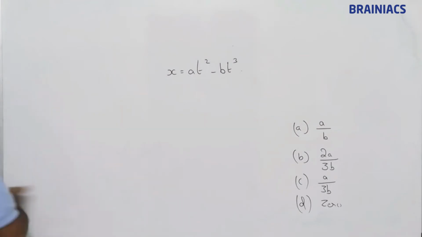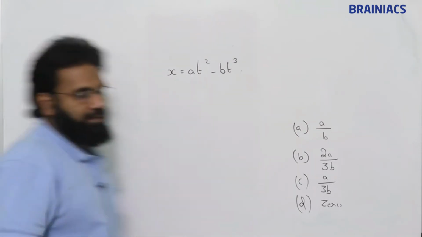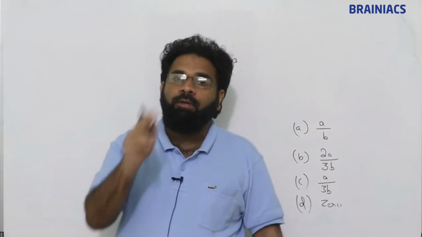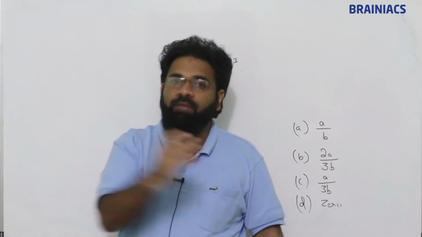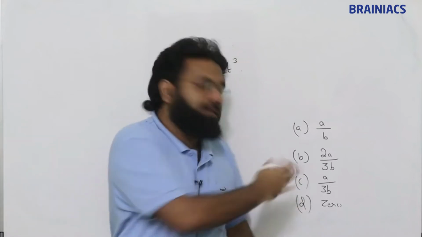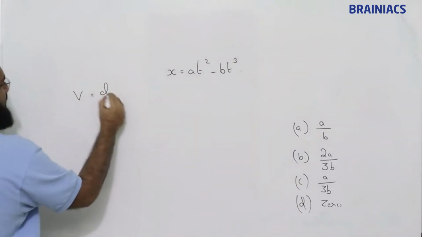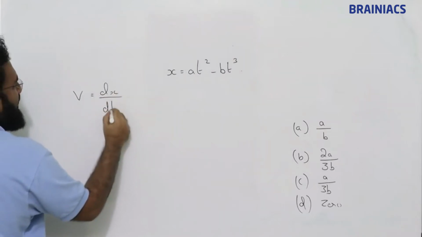Now to find when acceleration is equal to 0, we need the equation of acceleration. If we get the equation of acceleration, equate it to 0, keep time on the left-hand side and whatever goes to the right-hand side, we will get the answer. As simple as that. So first we find velocity, which is nothing but dx by dt.